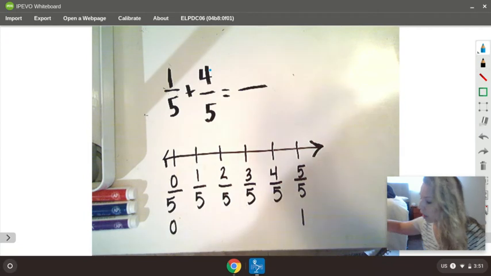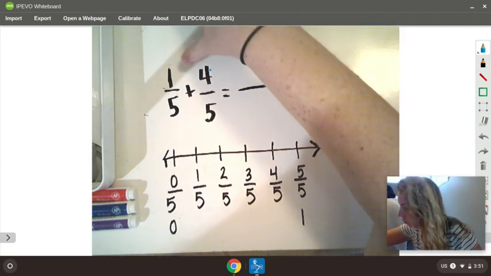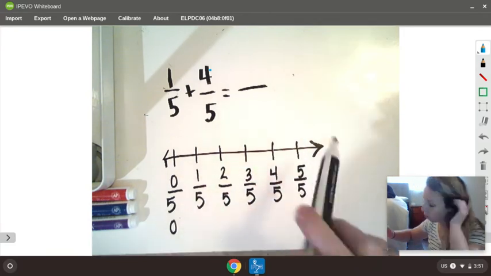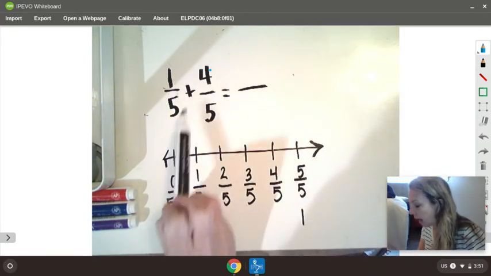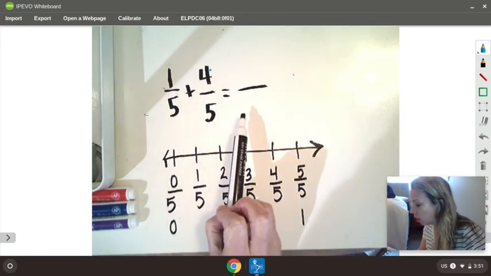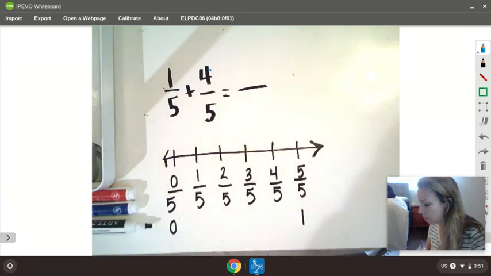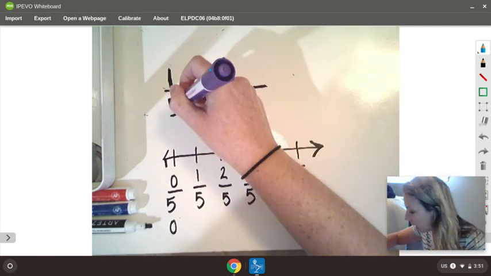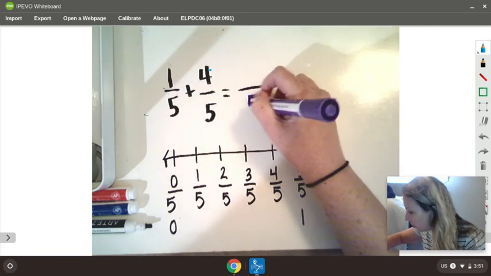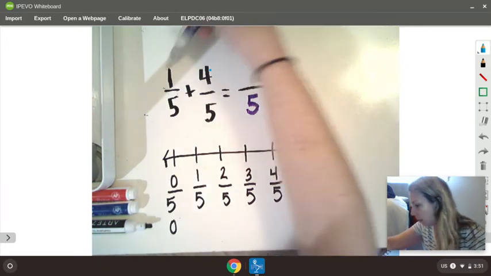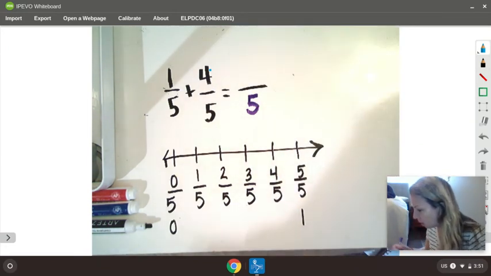Okay, so if I go back to my original fraction, I have 1/5 plus 4/5. When we add fractions that have the same denominator, we are just keeping that denominator. My answer here is going to be in fifths, right? Because I have fifths as my denominators there. So all I am doing is adding my numerators, but I want to show you using this model.